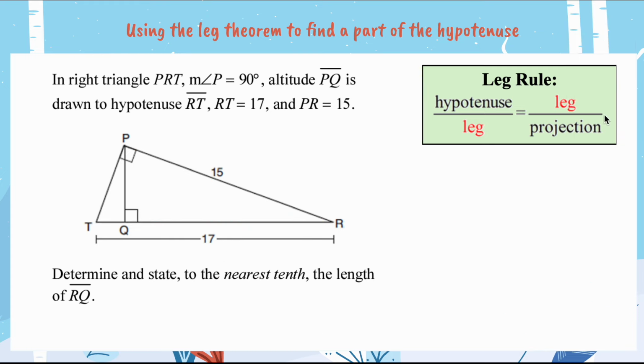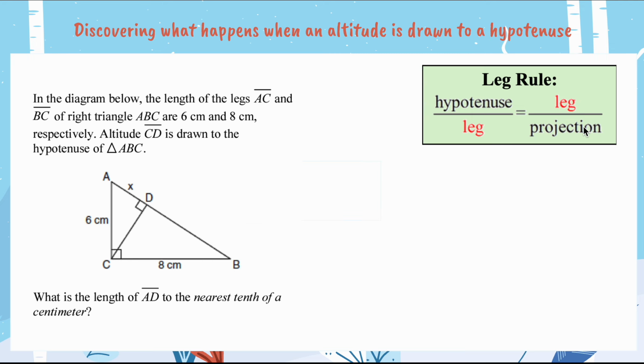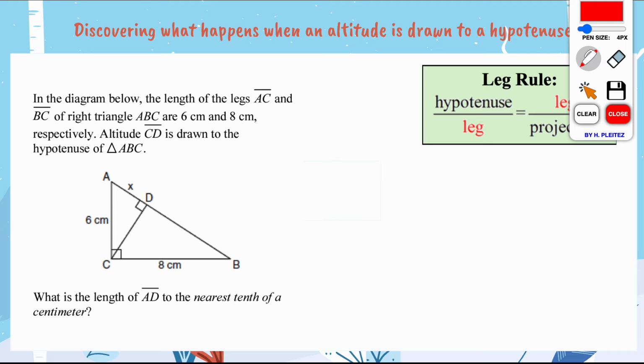All right, now there might be some examples that are a little bit more complex and that are multi-step. So we're going to go over an example like this. In the diagram below, the length of the legs AC and BC are 6 and 8. So what's standing out to me right now is that I have both legs. I have leg 1 and I have leg 2. In the other examples, we only had one leg. So we might have to pick and choose which one we're going to use here.